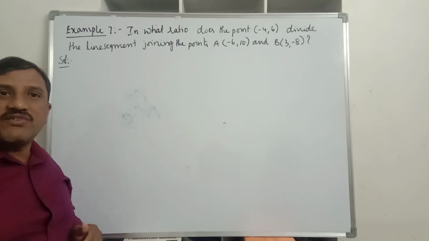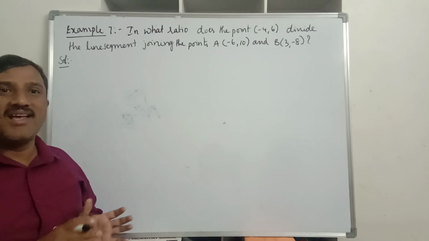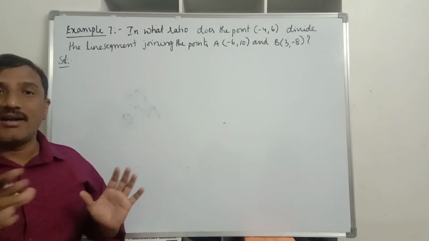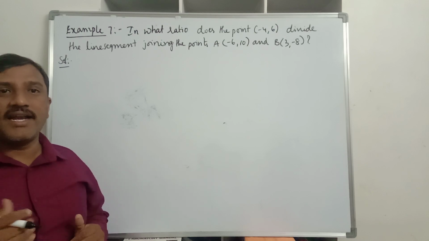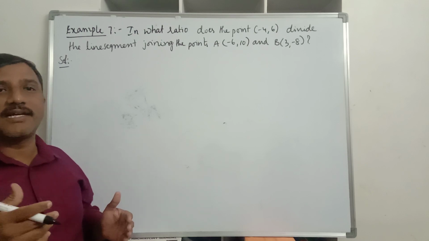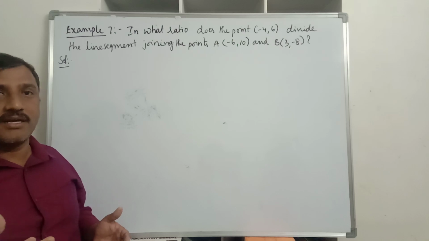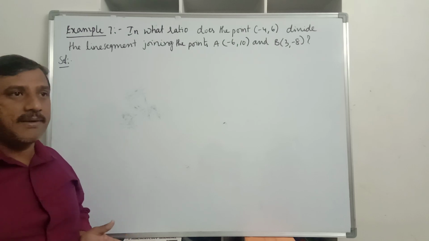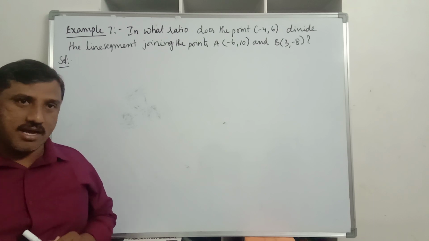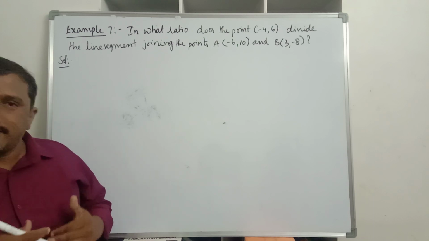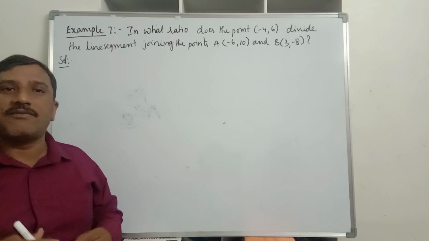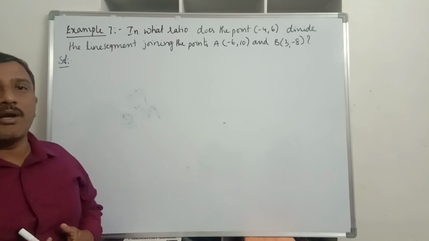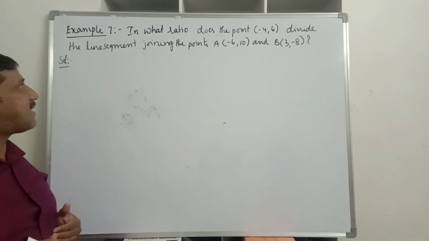In the last class we discussed the derivation of the section formula and its applications, finding the midpoint of a line segment, that is the coordinates of the midpoint of a line segment and its applications. We will continue the same topic today by discussing some of the problems. One problem among them is example 7.